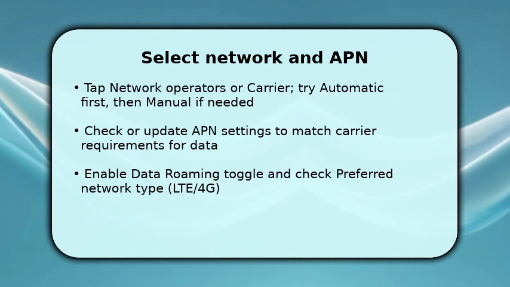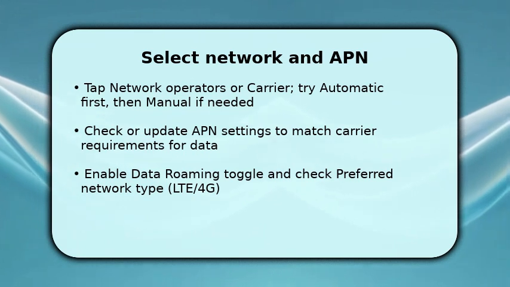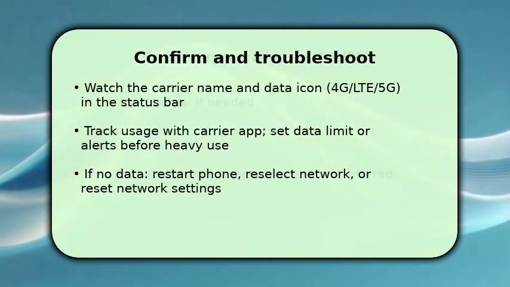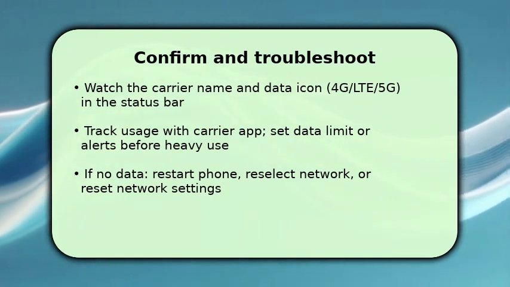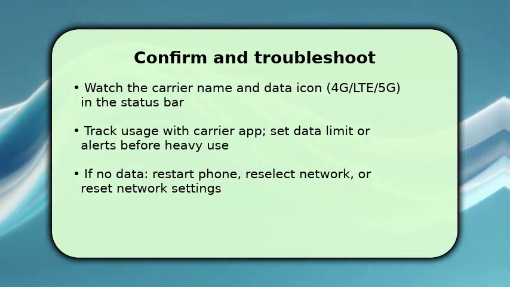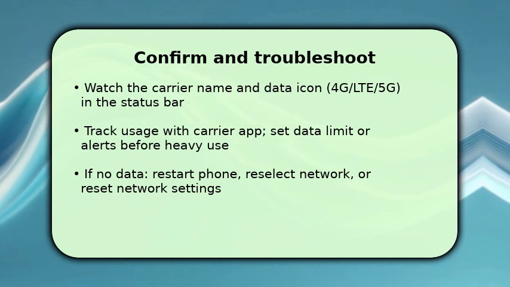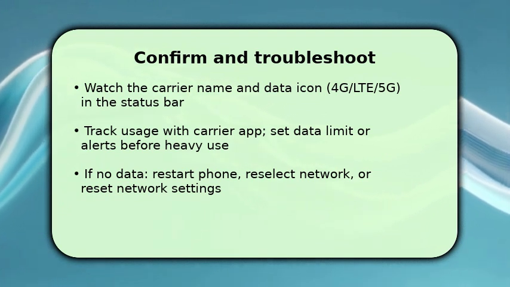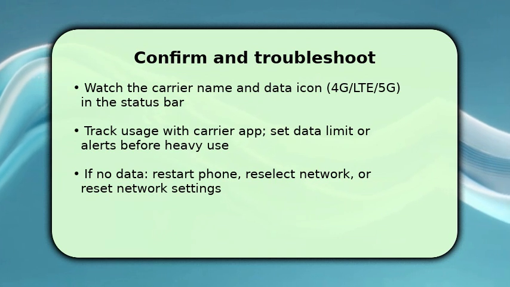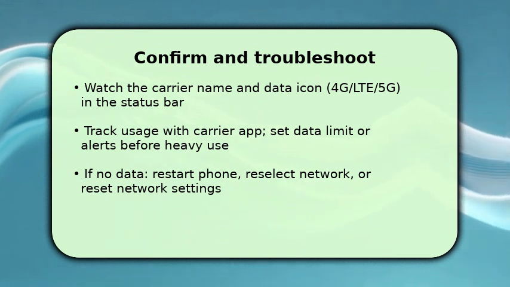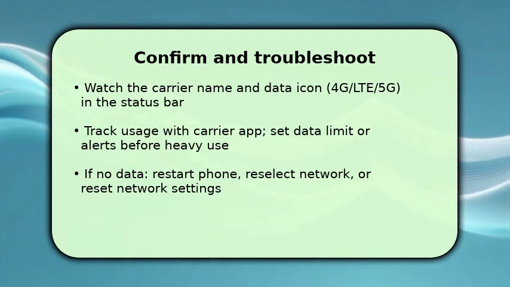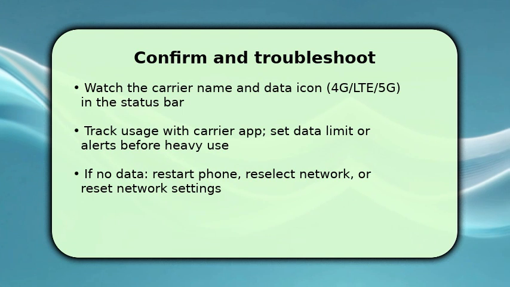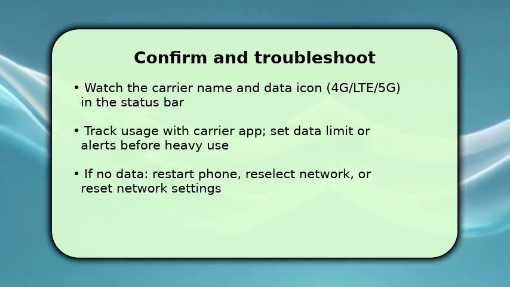You're almost done. Check the status bar for the foreign carrier name and a data icon like LTE or 4G to confirm connectivity. Open the browser or carrier app to test a web page. If it loads, you're live. Make sure to set a data limit or alerts to avoid surprise bills. If data doesn't work, restart the phone, reselect the network manually, or reset network settings as a last resort. If problems persist, contact your carrier for provisioning and APN help.